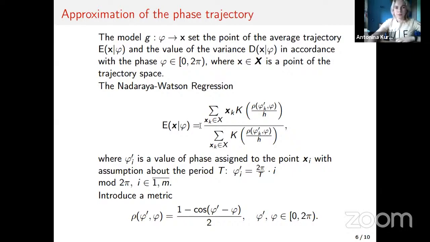Let me comment on this formula. The length of the window h is fixed. You can see phi prime. It is a value of phase assigned to the point x sub e from the trajectory space with an assumption about the period of the time series. Also, we introduce a metric, which is equal to half of 1 minus cosine of phi prime minus phi. We introduce a metric in order that the distance between angles, for example, 0 and 2π, was 0.